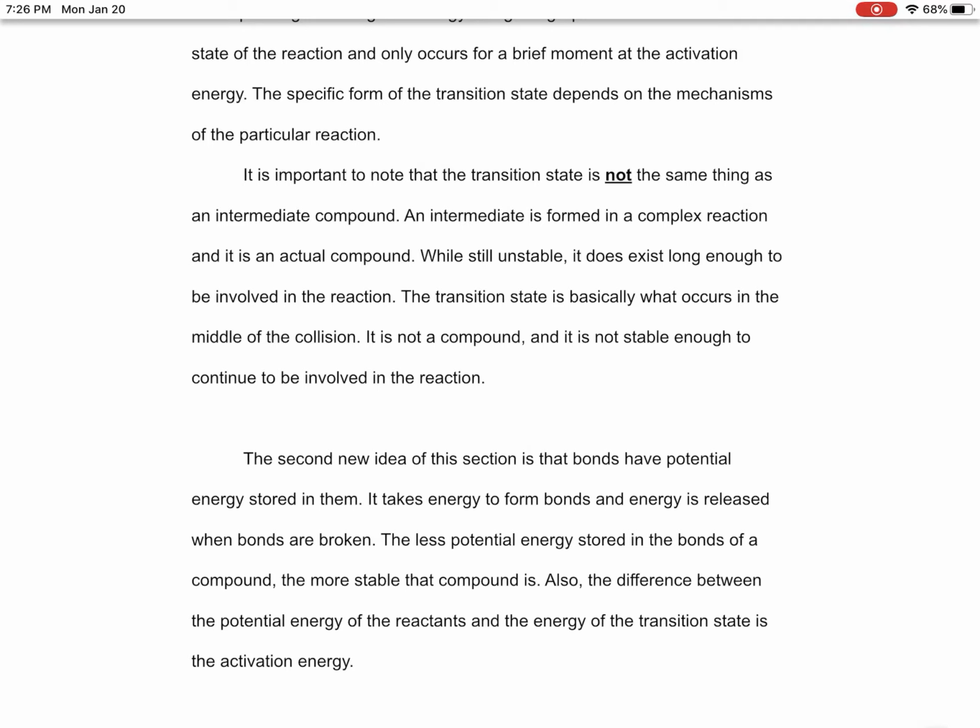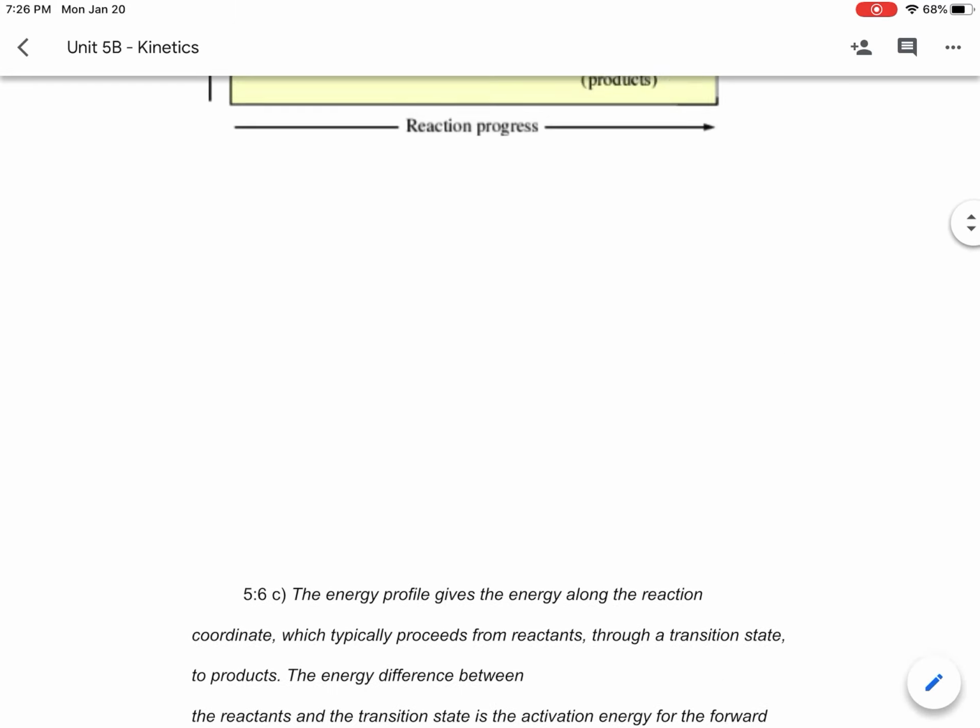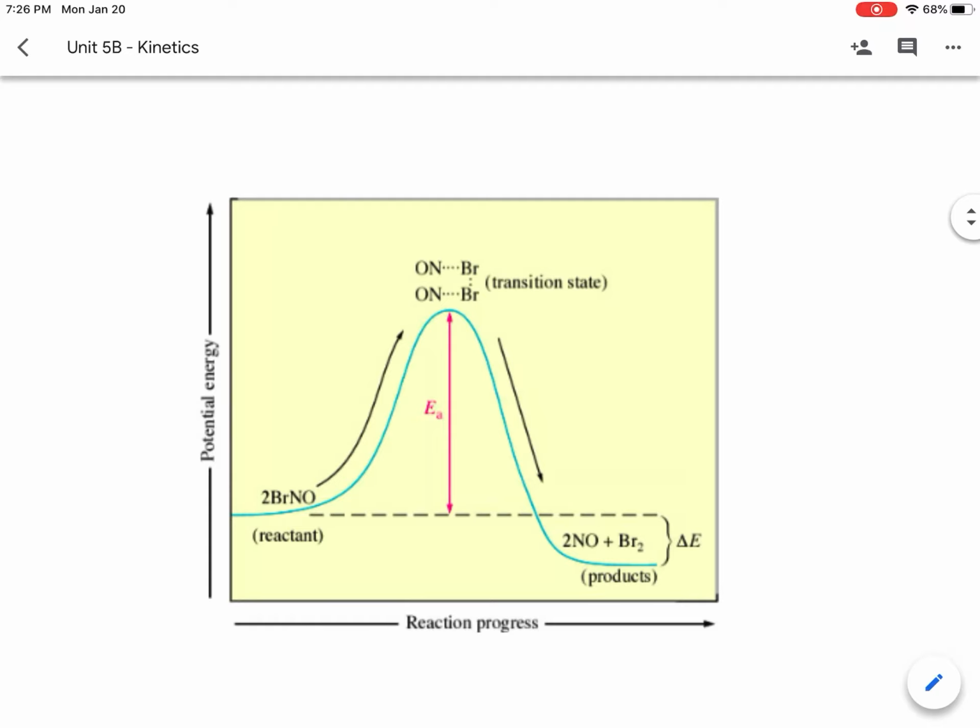It is not a compound, and it is not stable enough to continue to be involved in the reaction. So if we go back up here and we look at this, our transition state is actually a bond between the two bromine nitrogen monoxide compounds that would not normally exist. So basically, this is the point where those two bromine nitrogen monoxide molecules collide, and they actually form a brief bond with each other before breaking those bonds and going on to produce the products that we see from this reaction.